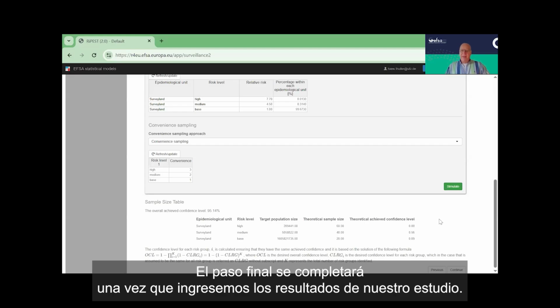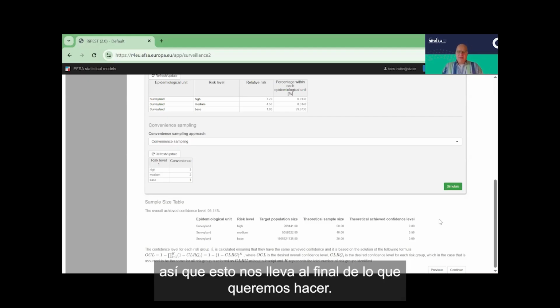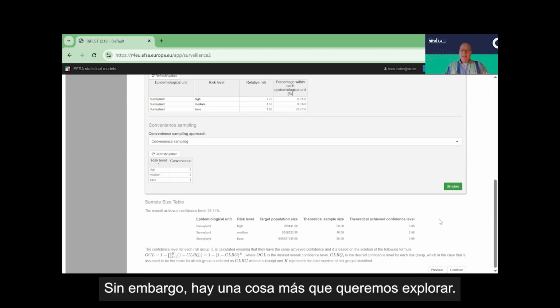That will be done when we put in our survey result. But for the moment, we don't have a survey result. We are at the end of what we want to do. However, there is one issue.